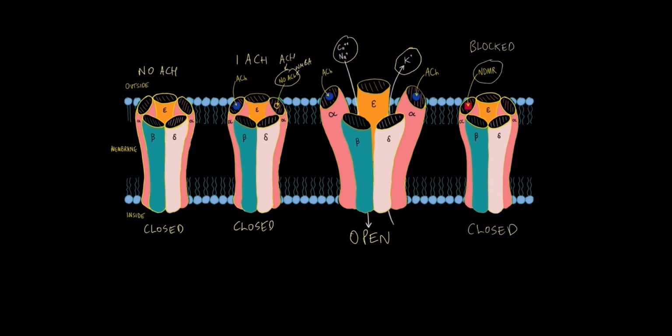So hopefully this video has given you a little bit more detail into how these nicotinic acetylcholine receptors work, what is required for them to open, and a little bit of a preview into how neuromuscular blocking agents can interact with these receptors to have the clinical effect that we desire in the operating room.